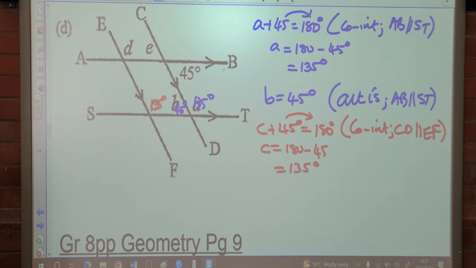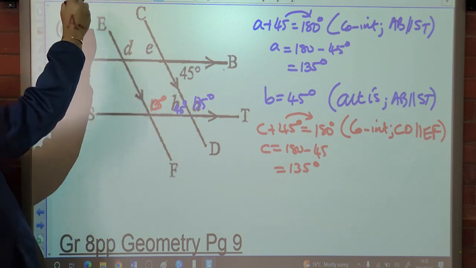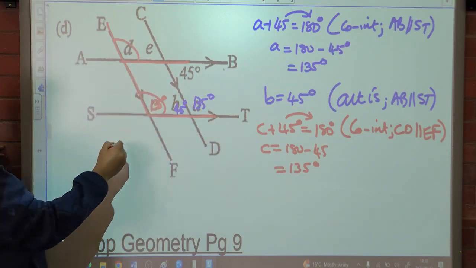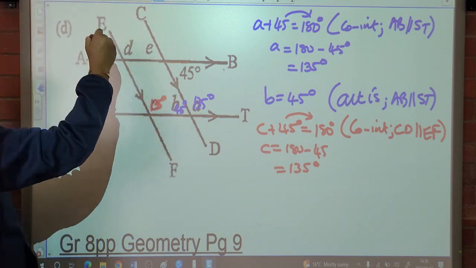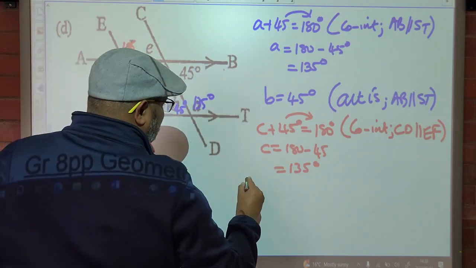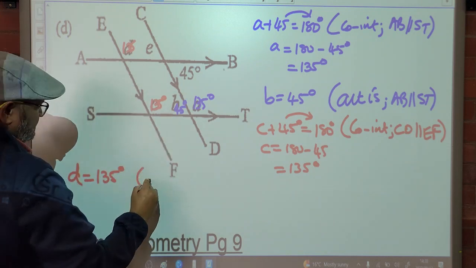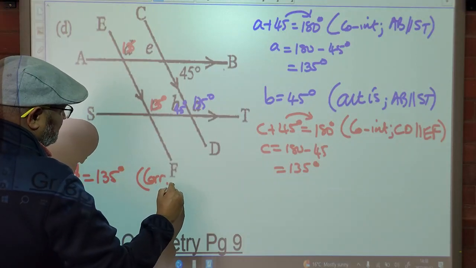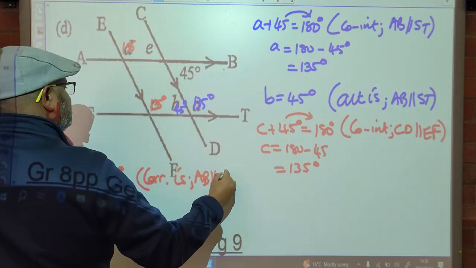Right, D. Vertically opposite, and those angles are vertically opposite. Corresponding, I'm hearing? Yep, corresponding. Can you see that? So D is 135. Why? Not co-ordinate. Corresponding angles with AB being parallel to ST.